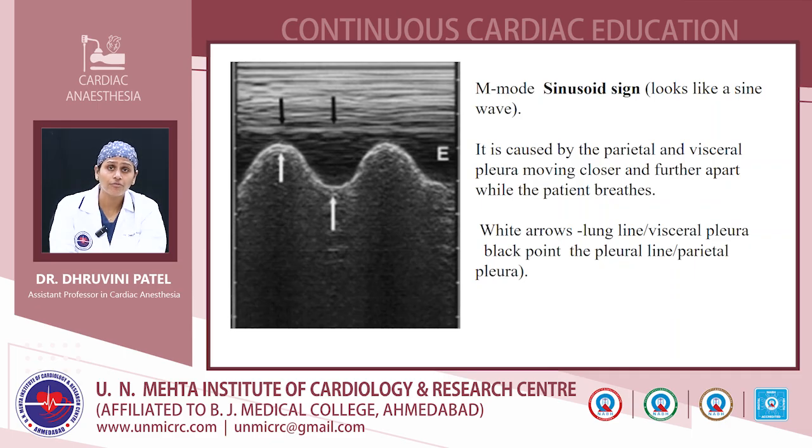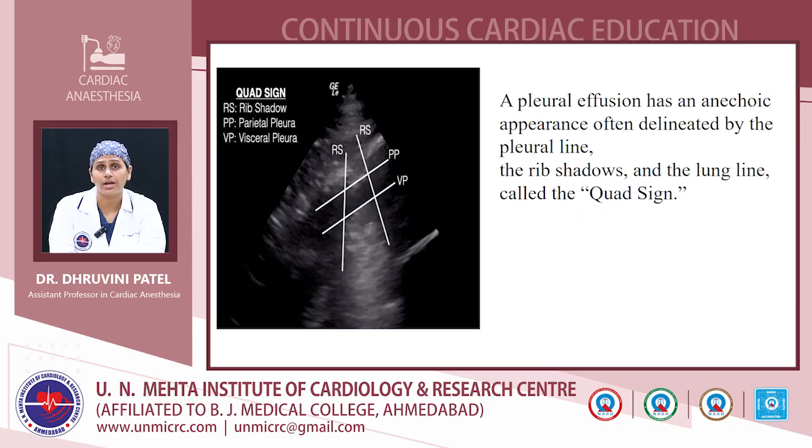On M mode, pleural effusion appears as the sinusoid sign, a sine wave. It's caused by the parietal and visceral pleura moving closer and further apart while the patient breathes. The white arrow indicates the visceral pleura and the black arrow indicates the parietal pleura.